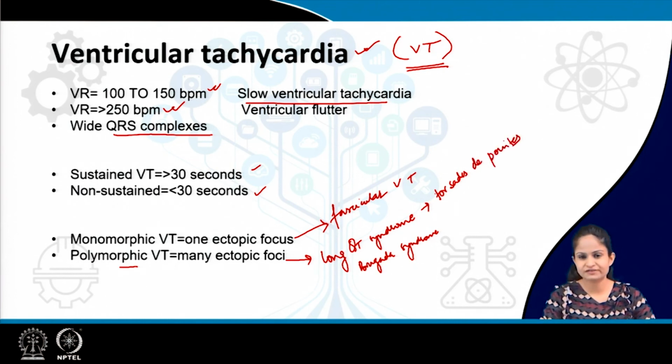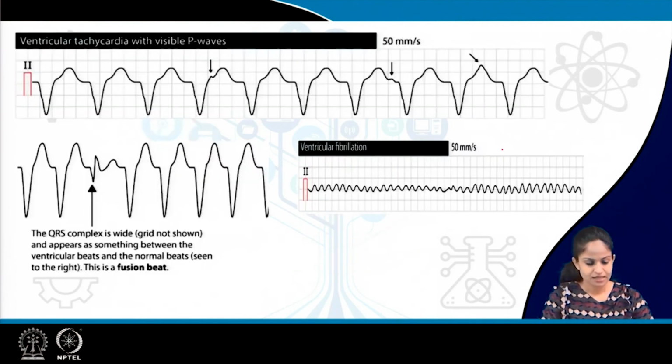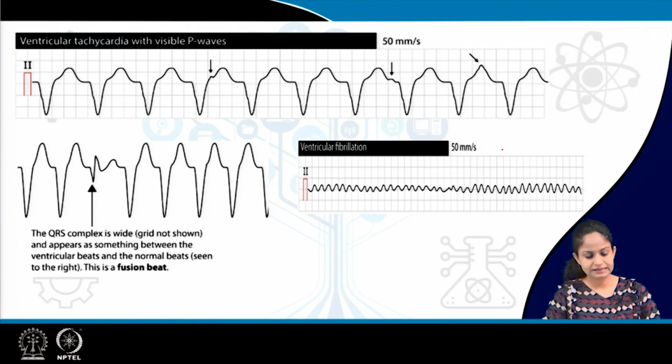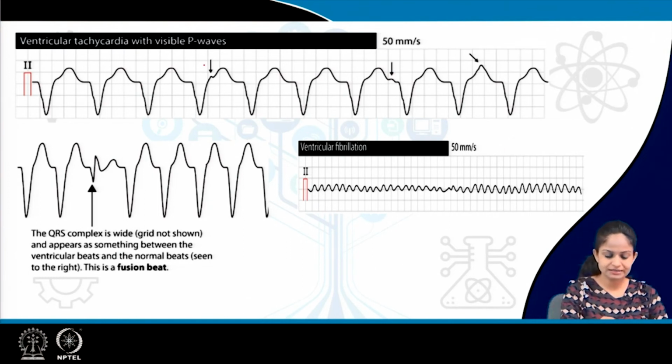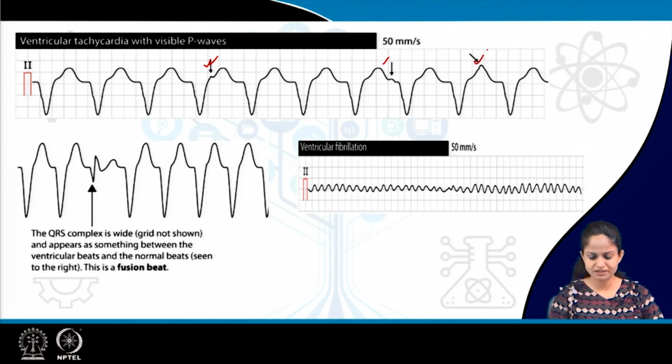So, this is the polymorphic ventricular tachycardia which is occurring in the long QT syndrome. Now, this is the typical ECG picture seen in ventricular tachycardia. Here you can see the P waves, and we can see the wide QRS complexes.